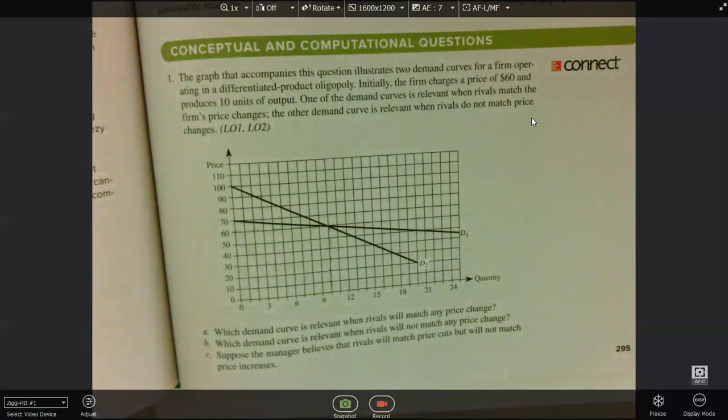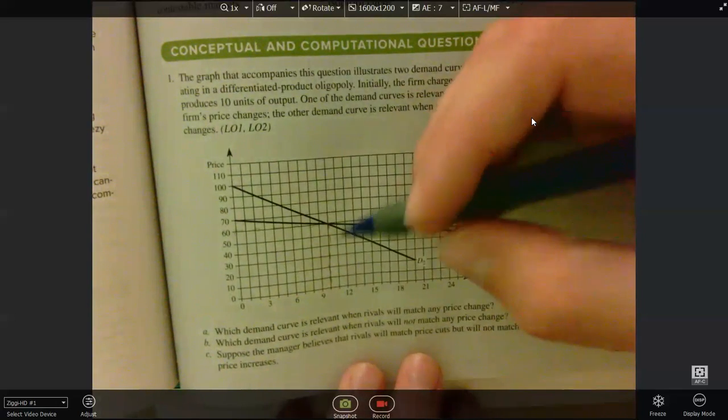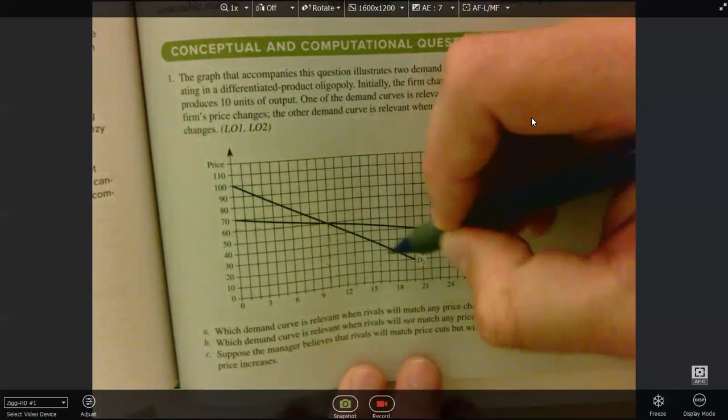One of the demand curves is relevant when rivals match the firm's price changes, and the other is relevant when rivals do not match. So which demand curve is relevant when rivals match any price changes? Christian, which demand curve do you think it is? It's actually going to be the steeper curve. It's going to be demand curve 2, right?